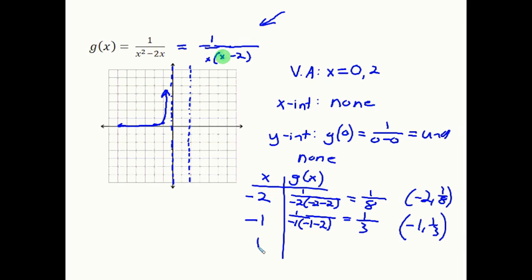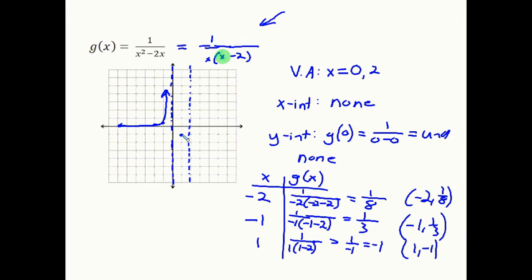Now I'm going to choose a point between the two asymptotes, so I'm going to choose 1. When I put 1 in there, I get 1 over 1 times 1 minus 2, which gives me 1 over negative 1, which is negative 1. So I have the point 1, negative 1, which is down here.